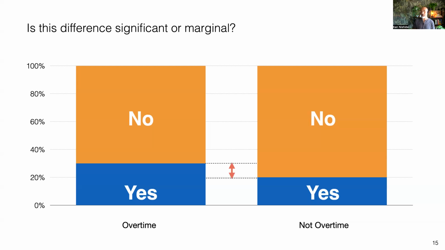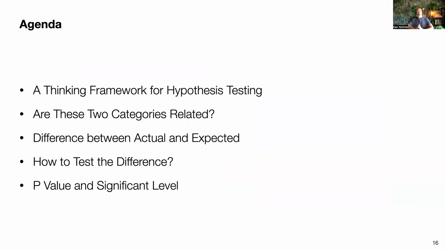10% difference, to me, is actually a good amount of difference. But is that significant or marginal? Because if it's significant, we've got to do something about it, or at least we should investigate more. If it's a marginal difference, then we should move on, or we shouldn't spend more time. We are busy, right? We have some other things to do. So I want to make a decision: if this is significant, we should do something about it, or if this is marginal, we should move on. Okay, so that's the premise.